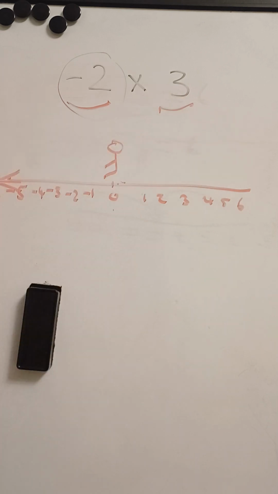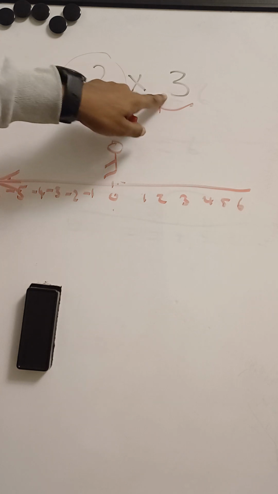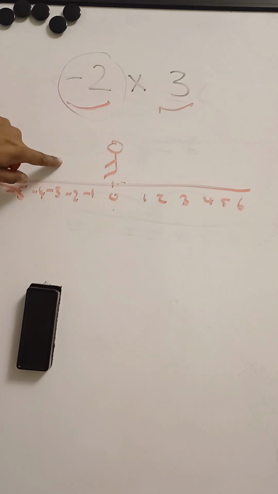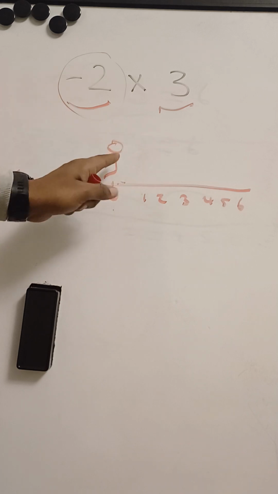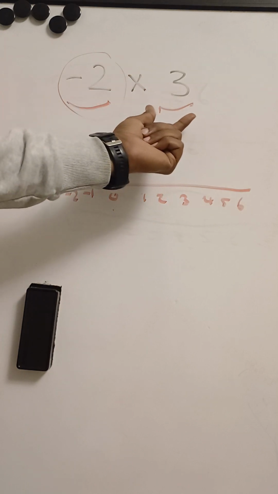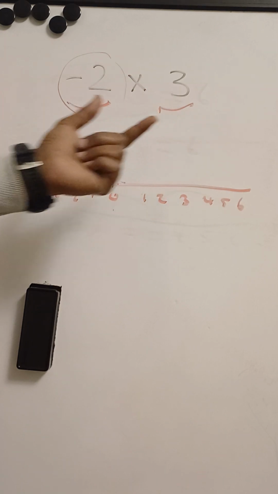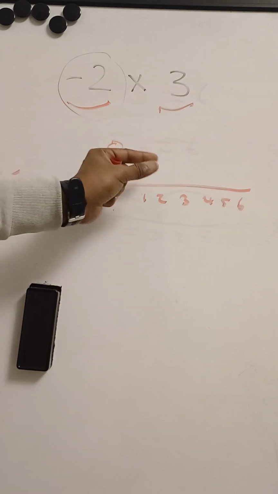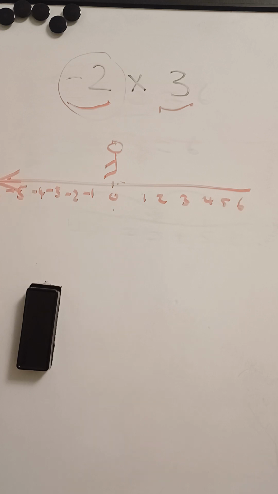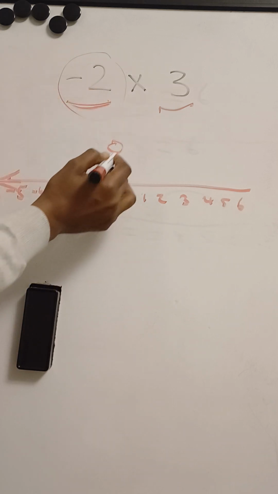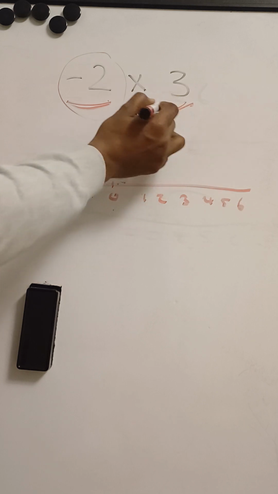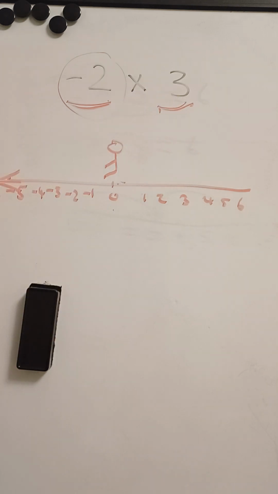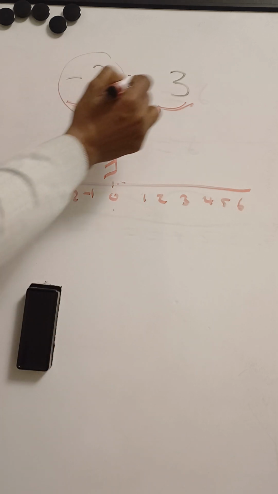The second number, if it's positive, we move forward. If we're looking to the left, we move to the left. If we're looking right, we move to the right. And if it's negative, we move backwards. If we're facing left, we move to the right. If we're facing right, we move to the left. Again, the first number is where we're facing. The second number, to which direction do we move? Forward or backward?